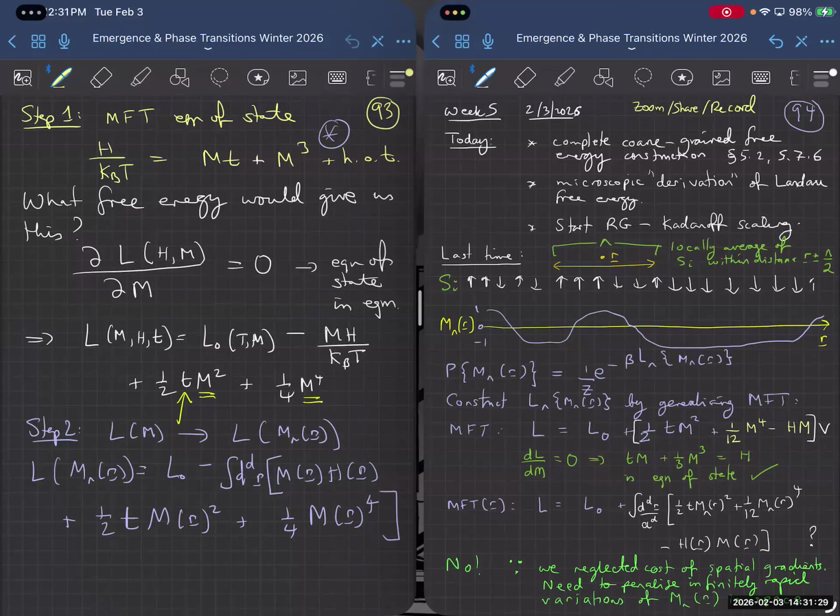Okay, so today we're going to finish our discussion of how to construct the coarse-grained free energy of a system, the Ising model in particular, and I'm going to show you how we do it phenomenologically using symmetry and analyticity, which is what we started doing last time, and then I'm going to show you some aspects of the microscopic derivation, as it were, from the original Hamiltonian.